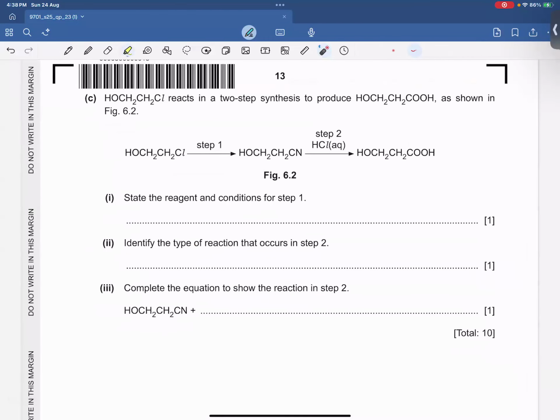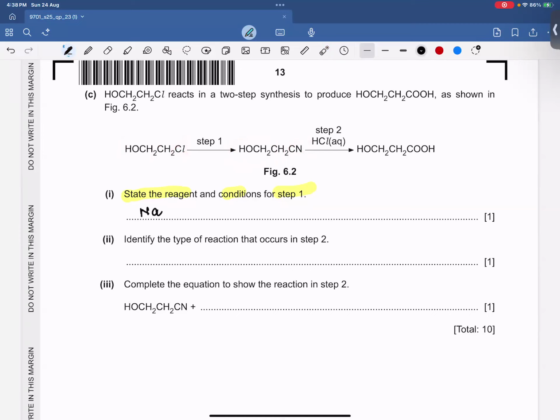Next, state the reagent and conditions for step one. What's going on in step one? CH2OH, that is a primary alcohol, will remain as it is. There is no change in that. But this chlorine is substituted with cyanide, which means in step one, I'm going to use sodium cyanide and ethanol. Condition is going to be reflux or heat.